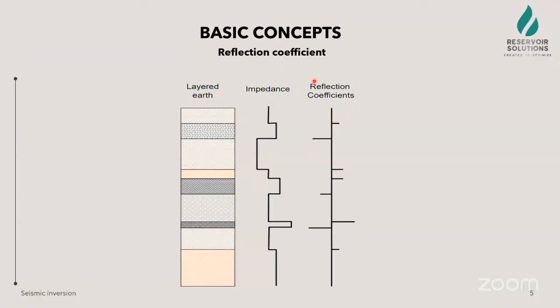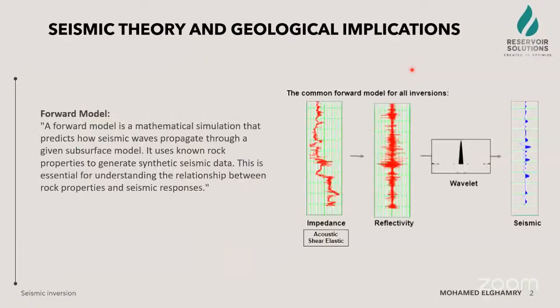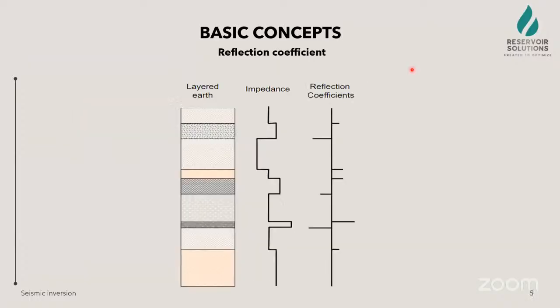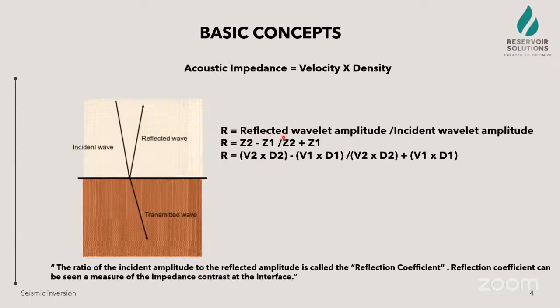Okay, let's get back here to this slide. This one. Okay, what is the reflection coefficient? The reflection coefficient, we use it, as I said, at the boundary, because here at this area happens all the story. Here we have some of the waves reflected and some of the waves transmitted. What is the reflection coefficient? It is the velocity of the second layer times density of the second layer minus velocity of the first layer times density of the first layer.